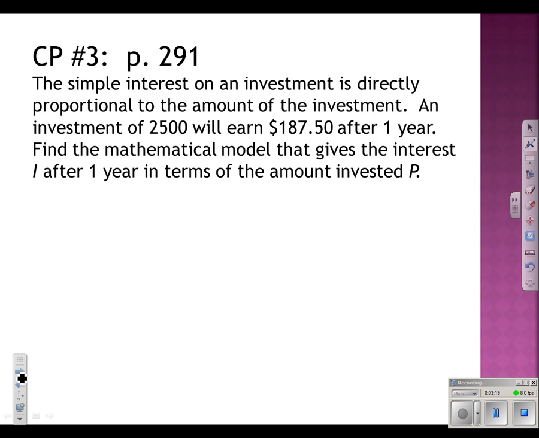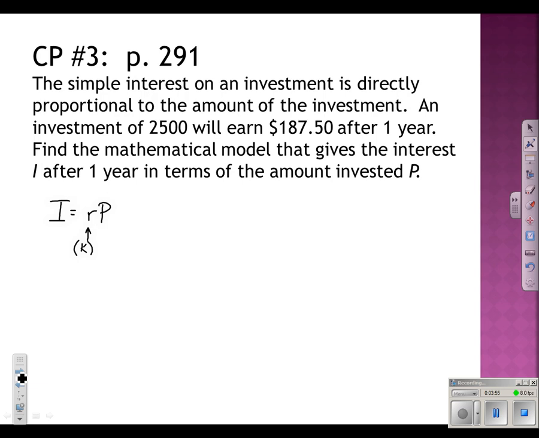So in this problem, if interest varies directly or is directly proportional to the amount of the investment, we could look at that as I is equal to some rate times our principal. Okay, the rate would be our k in this case because that's the part that would change. The principal, the amount invested, that's a set amount. Our interest is earned from that, and it's going to vary based on the rate that we're working with.